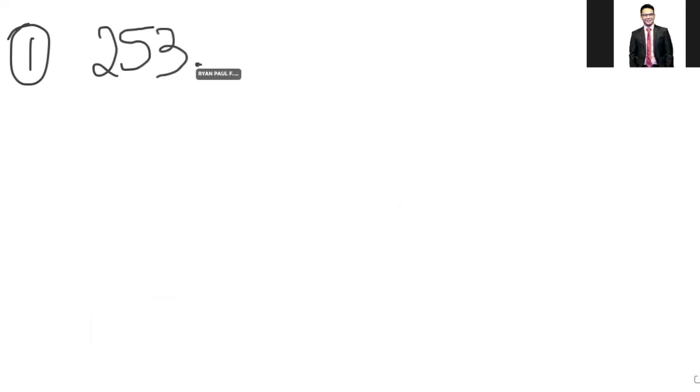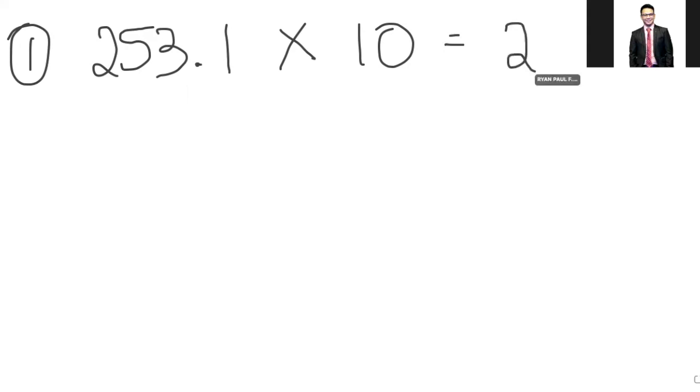Now, try these examples on your own. Prepare your notebook or paper and try to answer the following. Let's have number 1. 253.1 multiplied by 10. Answer in 5, 4, 3, 2, 1. The correct answer is 2,531.